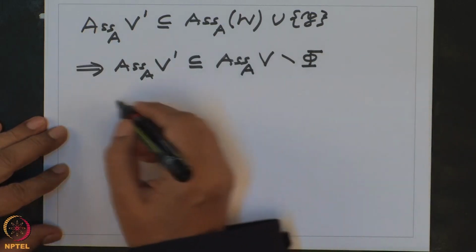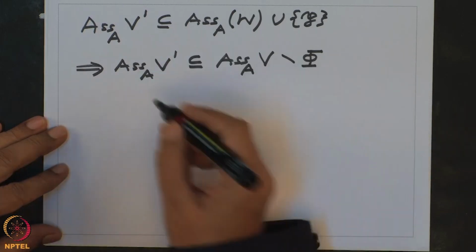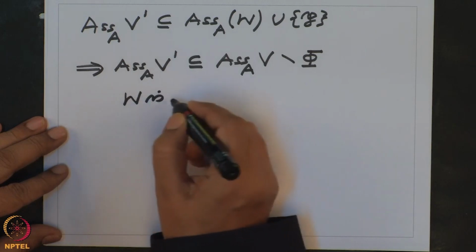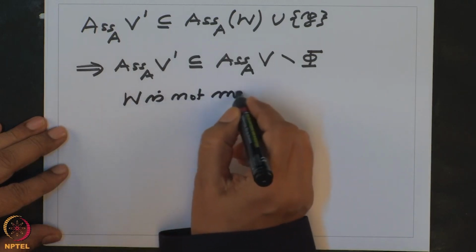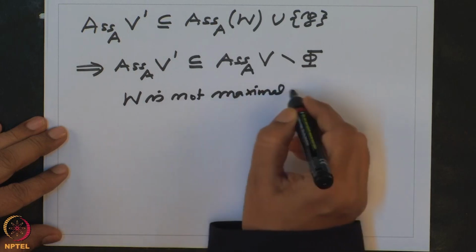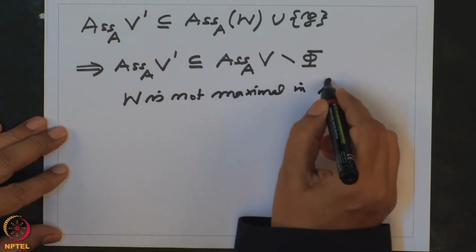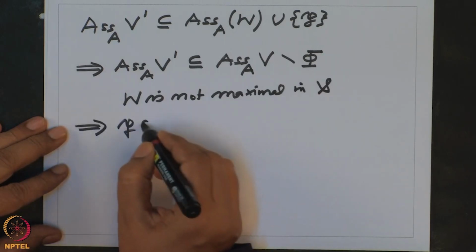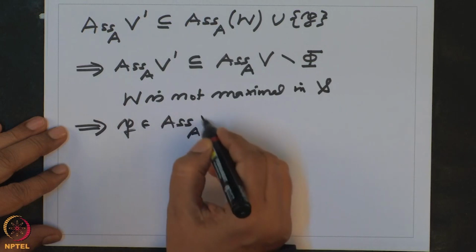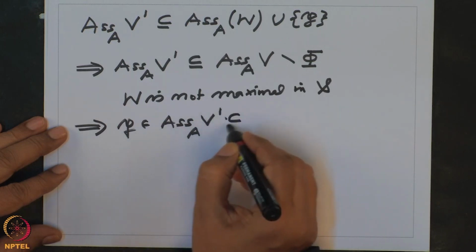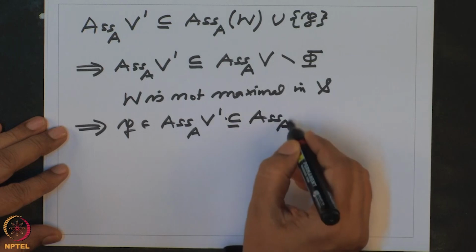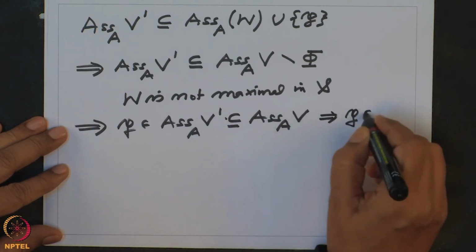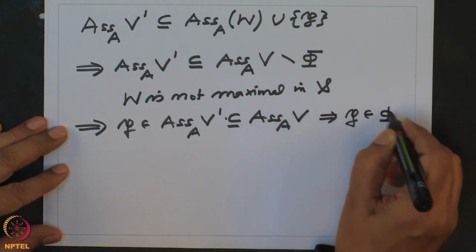This will happen when W is not maximal in S. So therefore it follows that P belonging to the associated prime ideals of V prime will be contained in the associated prime ideals of V, and therefore P will belong to phi. P must belong to phi.